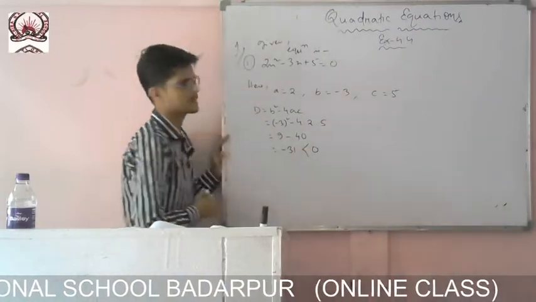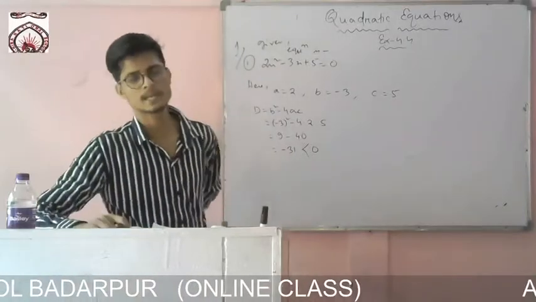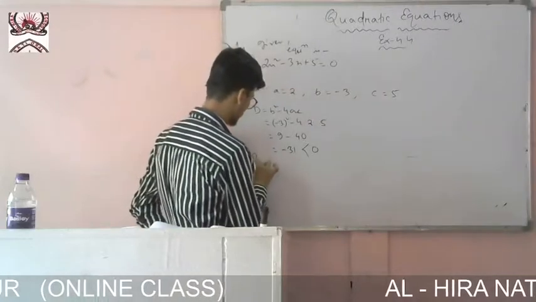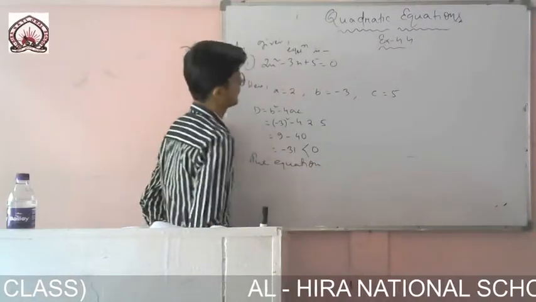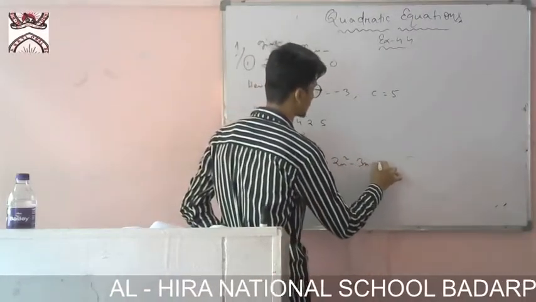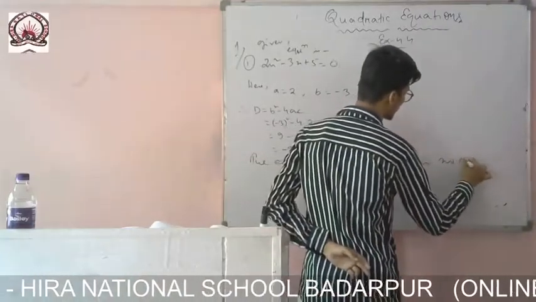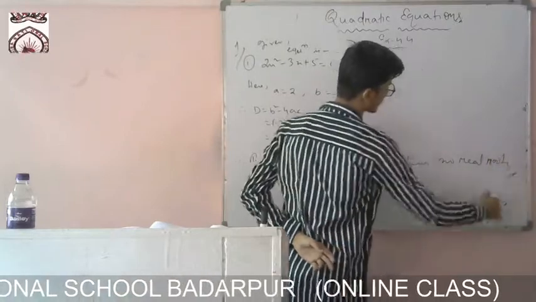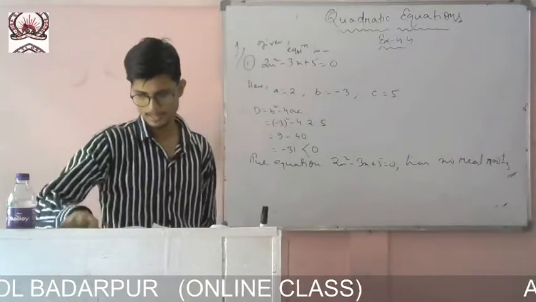If it is less than 0, then, as we just discussed in the example, it has no real roots. Therefore the equation 2x square minus 3x plus 5 equals 0 has no real roots. Okay, next one, let me solve.